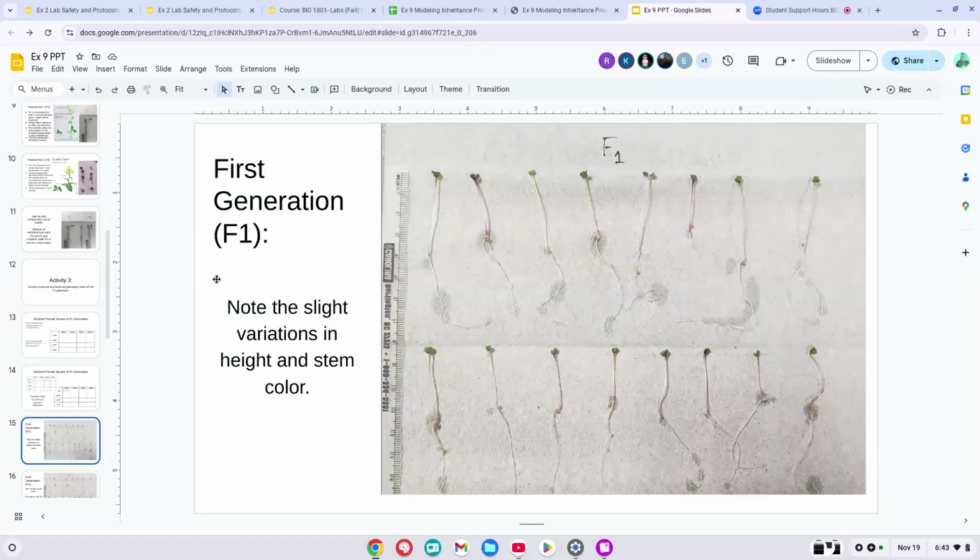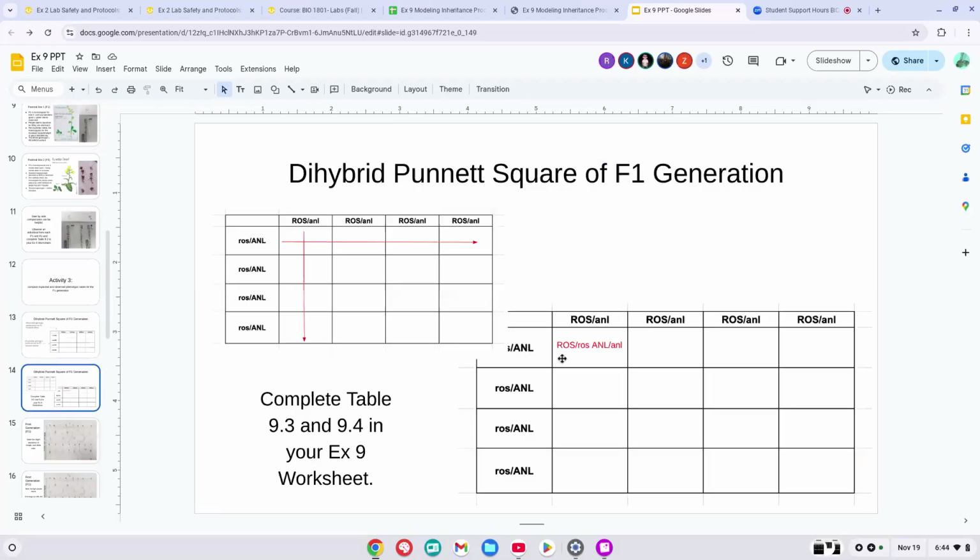Okay? Right? You've got your first generation F1. You'll be able to see some different variations in the height and stem color. Okay? And now you can note that these guys are all purple, but it's a very light shade of purple. All right? Very light shade of purple. And they're all, let's see. Yeah. They're all tall. They're all tall and they're all purple.